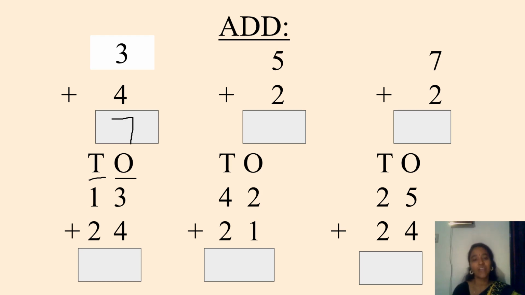This one, what we have to do? Keep 4 in your mind and take 3 in your hand. After 4, 5, 6 and 7. Write 7 here. Next, 1 plus 2, or 2 plus 1. I'll tell, keep 2 in mind and take 1 finger. After 2, 3. Write 3 there. You can do the other two sums for yourself. Do practice. Maths is the subject which you will get by doing practice.